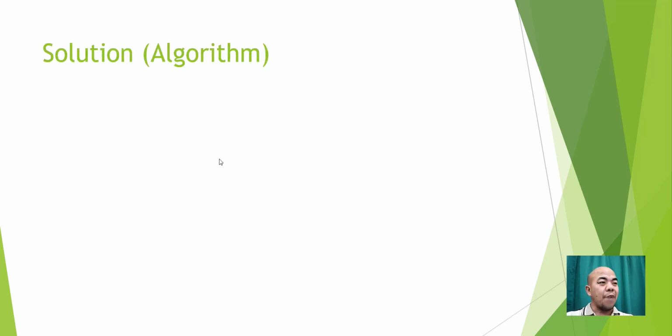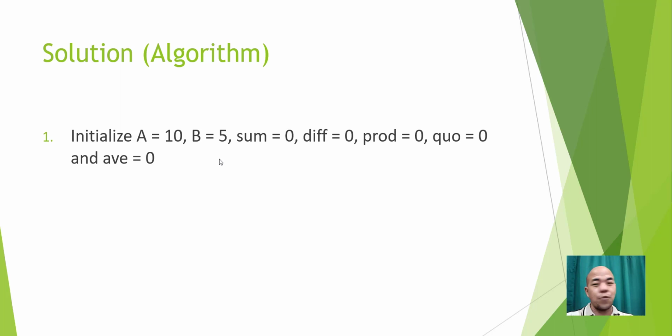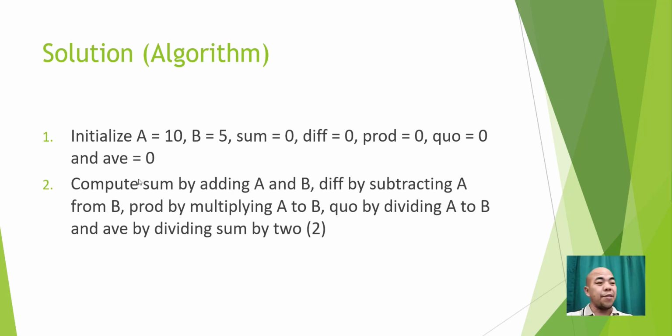Now, after that, we're going to make an algorithm. So, solution. The first thing you should do once you make an algorithm is to initialize all of the variables. So we initialize A as 10, B as 5, sum as 0, difference, represented by the variable diff, as 0, product, represented by the variable prod, which is equal to 0 also, quotient, represented by the variable q, which is equal to 0, and average, represented by the variable ab, which is also equal to 0.